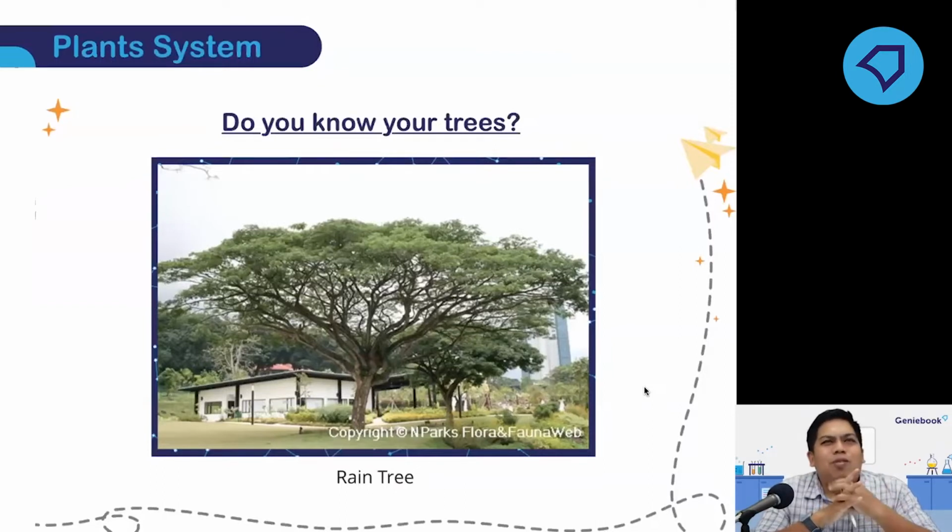Okay, so do you know your trees? These trees are commonly found in Singapore. For those students who are with us today who are not in Singapore or are not Singaporeans, you might see some of these trees in your country, maybe in Malaysia or Indonesia or Vietnam. You might see these trees because these trees are quite common in the Southeast Asian region.